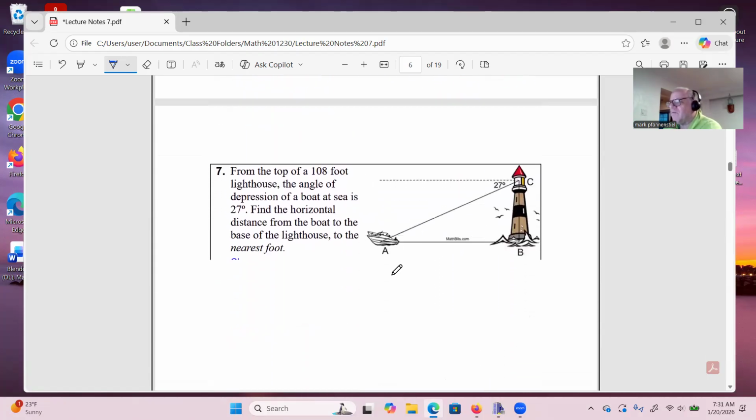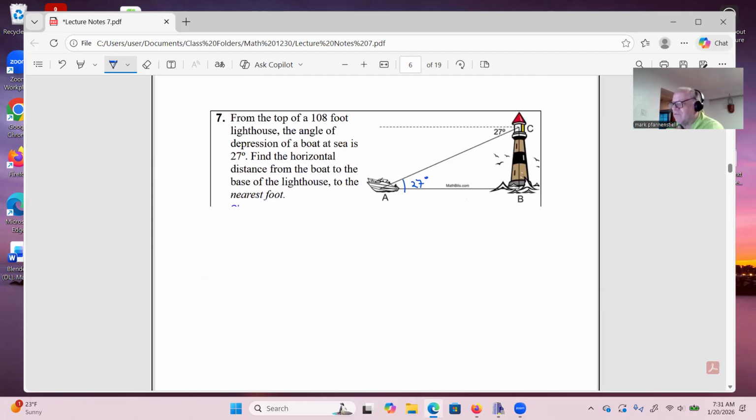Let's see, do we have another one? Oh, we sure do. So we have the top of a 108-foot tall lighthouse. The angle of depression is going to be 27 degrees. They've gone ahead and marked that for us. Find the horizontal distance. So here we have to use a little bit of high school geometry, right? We have two parallel lines and a diagonal between them. So we have to figure out where this 27 degrees is. We can put it anywhere we want. Well, not anywhere, but we're going to change this triangle around so that we have our angle down where we would like to have it for a triangle.